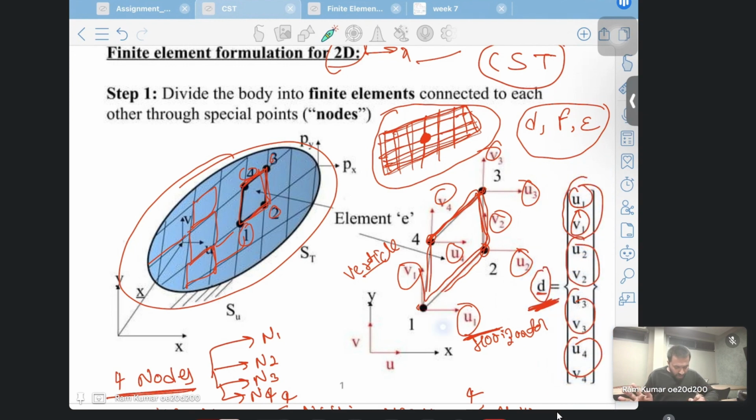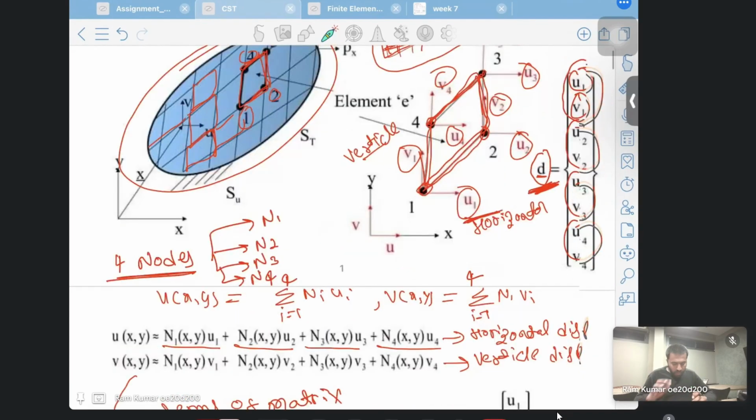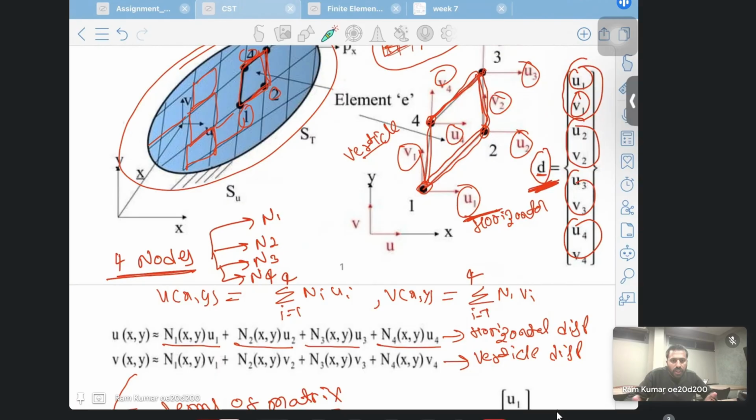U1 means horizontal, V1 means vertical. This has 4 nodes, so it will have a total of 4 shape functions, N1, N2, N3, N4. So how do we get the total displacement? In the horizontal direction, u equals the summation from i equal to 1 to 4 of Ni ui. What is N? N is the shape function. Similarly, in the vertical direction, Ni vi, where v is the nodal displacement and N is the shape function.